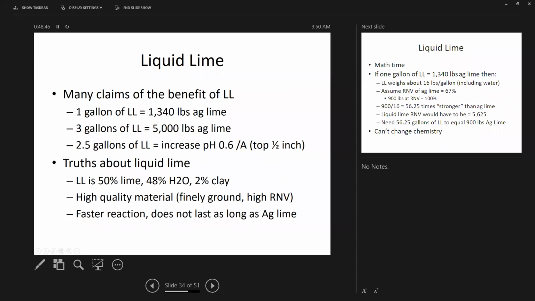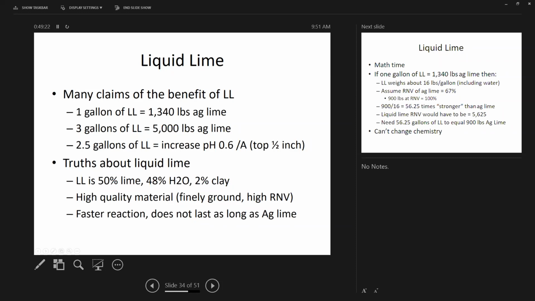Liquid lime, these were things that were brought to me over the years. I saw them on the internet, but one of the claims is 1 gallon of liquid lime is equivalent to 1,340 pounds of ag lime. Another is 3 gallons of liquid lime being the same as 5,000 pounds of ag lime, or 2.5 gallons of liquid lime increasing pH by 0.6 units. And then they specified the top ½ inch. I'm not even going to address that. That's kind of silly. But these here, let's just look at some math.